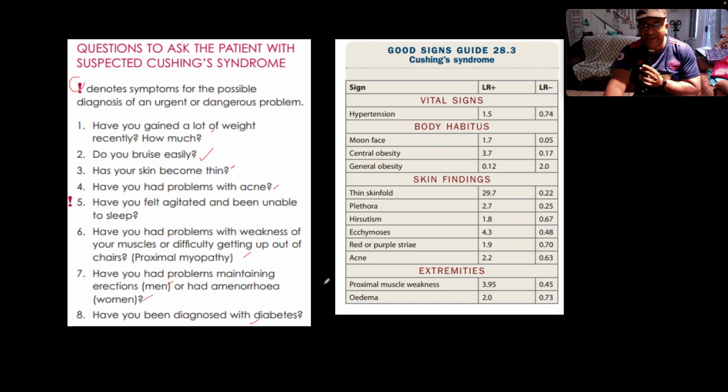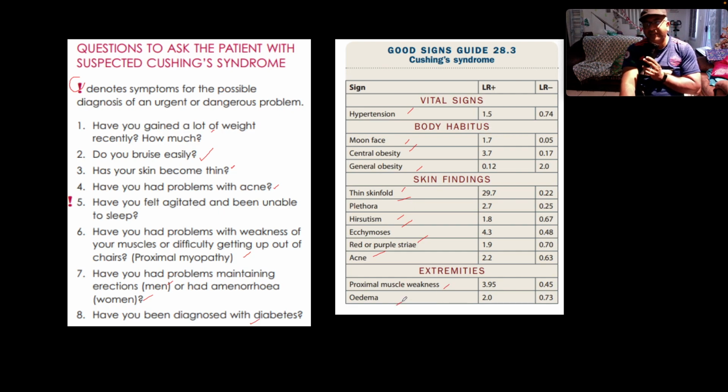So what are the excellent signs, or the best signs, based on evidence-based medicine, to back up a diagnosis of Cushing's? Firstly, hypertension from your vital signs. Body habitus, the lemon on the matchstick, right? Moon facies, central obesity, general obesity. Skin findings: thin skin fold, plethora, hirsutism, ecchymosis, red or purple striae, and acne. And in the extremities, we've got proximal muscle weakness and edema.